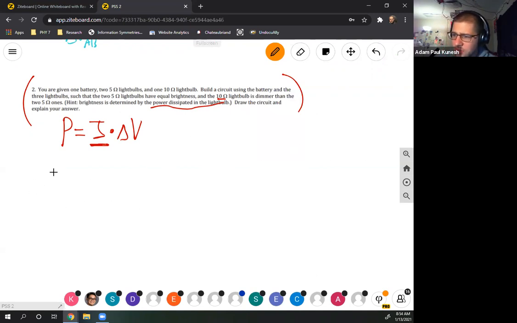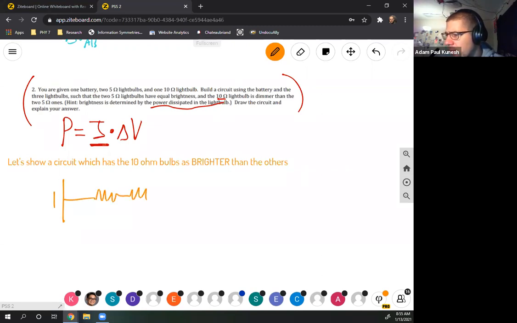Let's show a circuit which has the 10-ohm bulb brighter than the others, just to show that we can have that option. There's a few ways to do that. One way is to just have a battery that connects to all 3 straight up like this. So here's the 10 ohm, here's the 5 ohm, here's the 5 ohm.